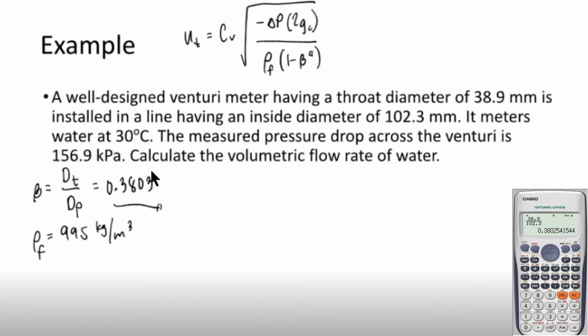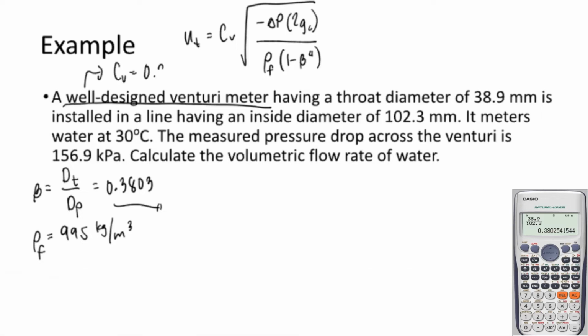Another given that is hidden in the problem is this one, a well-designed Venturi meter. Whenever we say that a Venturi meter is well-designed, you can simply assume that the C_V value of that is 0.96. This comes from many papers describing the calibration of Venturi meters, and they have determined that the average C_V ranges from around 0.96 to 0.98. So we're just going to use 0.96. And with that, we are ready to substitute everything to our governing equation.